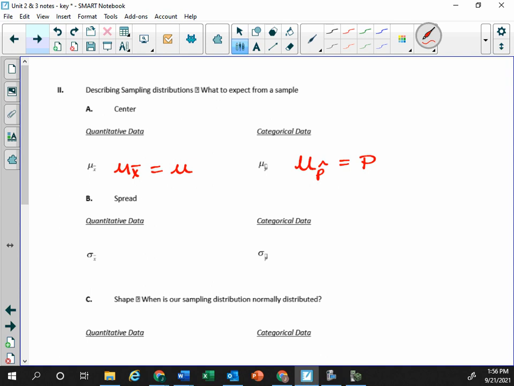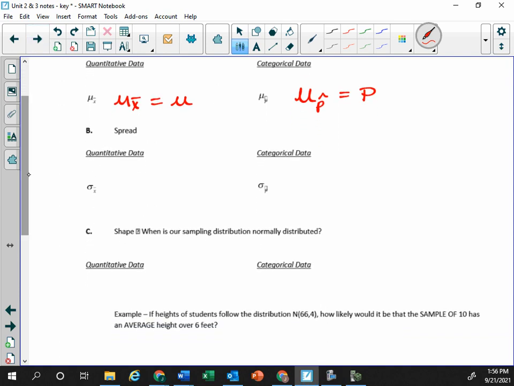Then spread, when we talk about our standard deviation, so the sigma of x bar, again, I'll write it a little bigger for you. That is the sigma from your population divided by the square root of n.